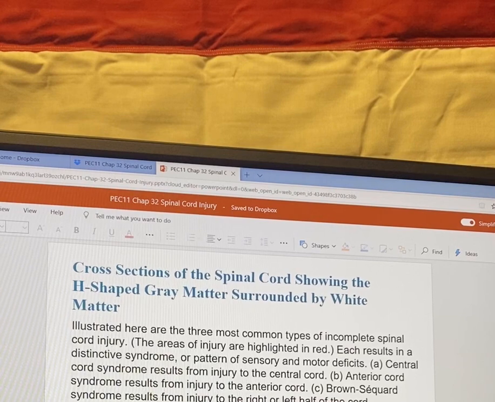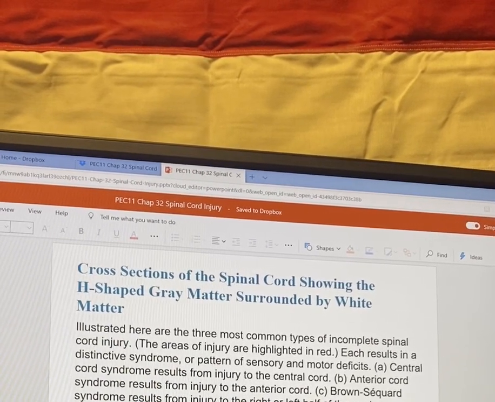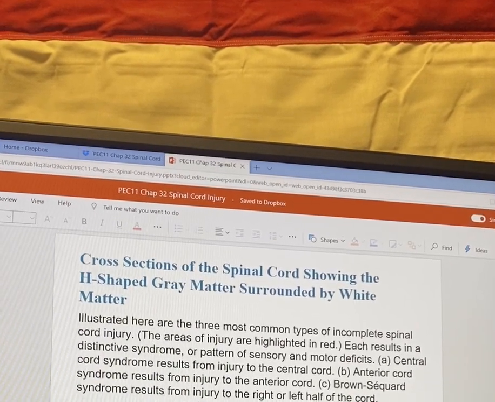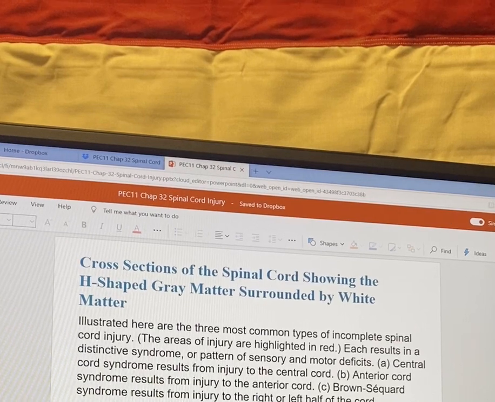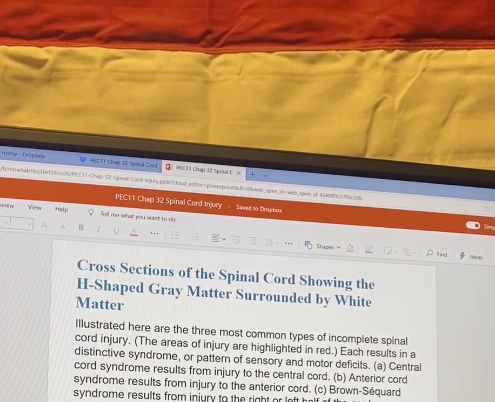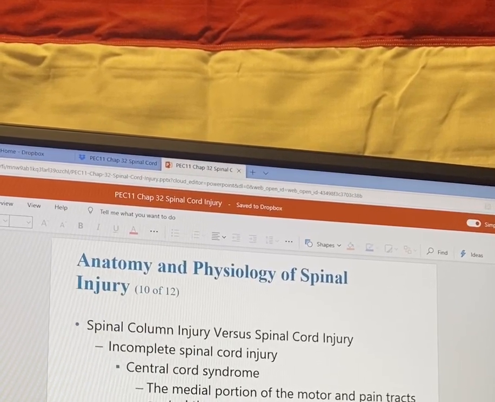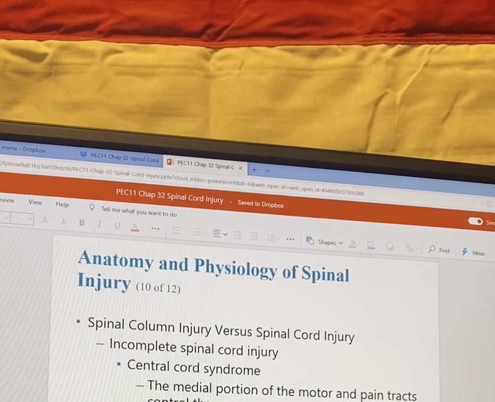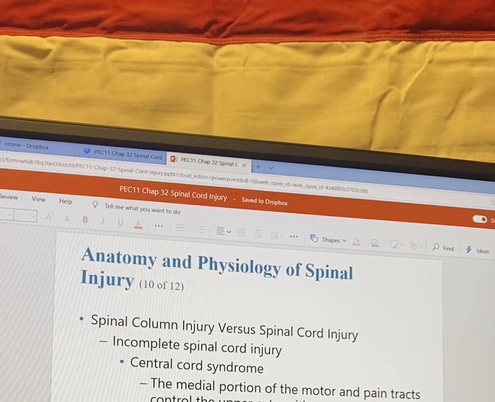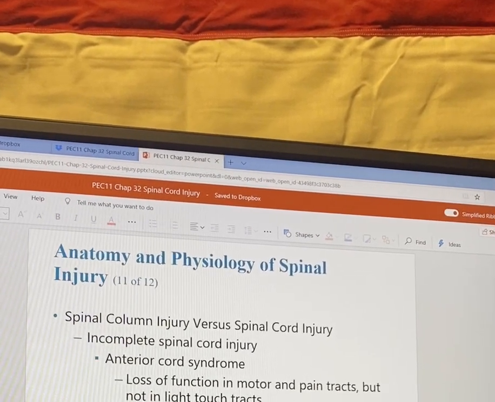Alright, central cord syndrome results from injury to the central part of the cord. Anterior cord syndrome results from injury to the anterior part of the cord. And Brown-Séquard results from injury to the right or the left half of the cord. In central cord syndrome, the patient presents with a loss of motor function or weakness and loss of pain sensation to the upper extremities, while motor and sensory functions remain normal in their lower extremities.